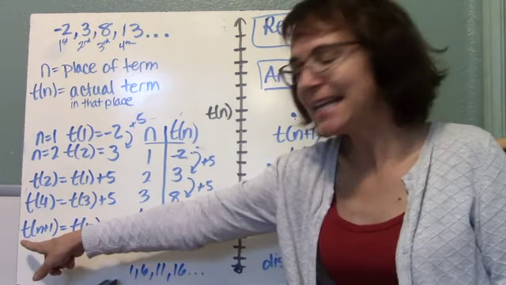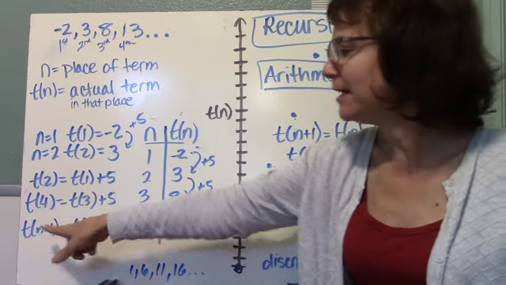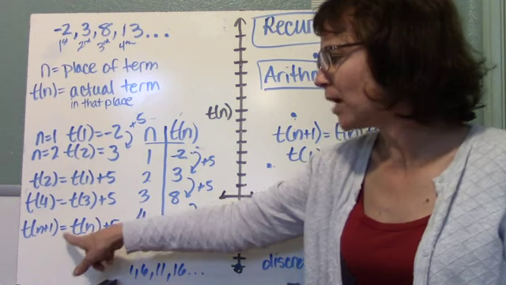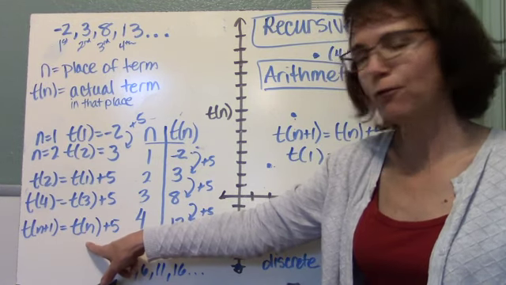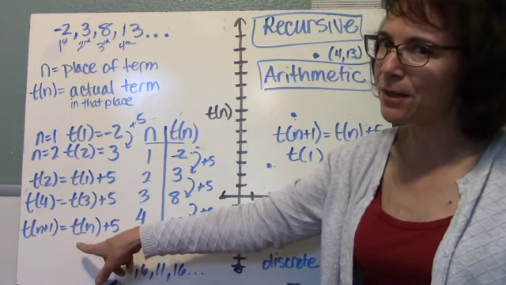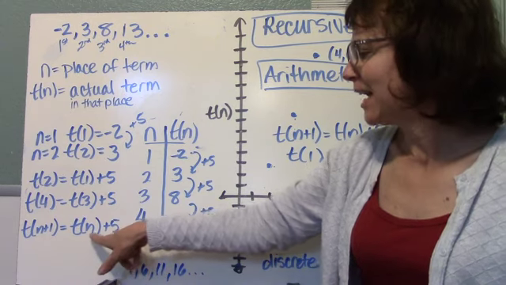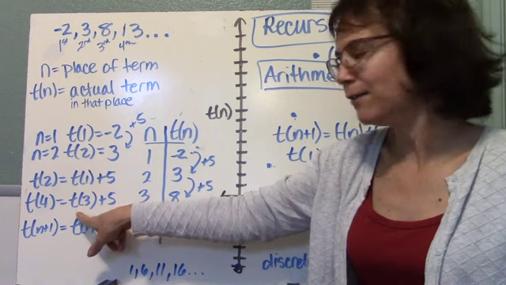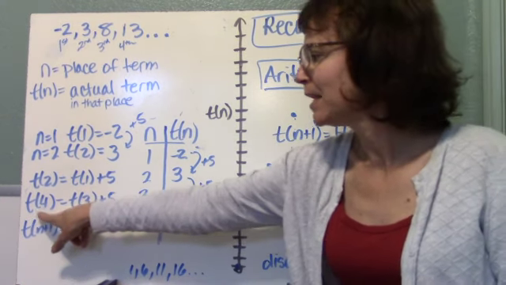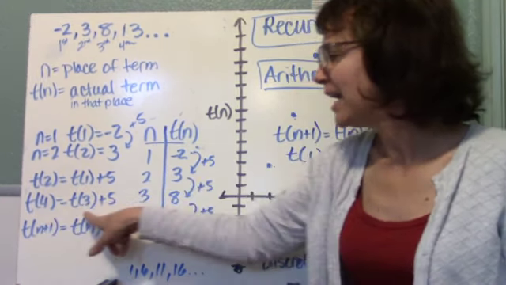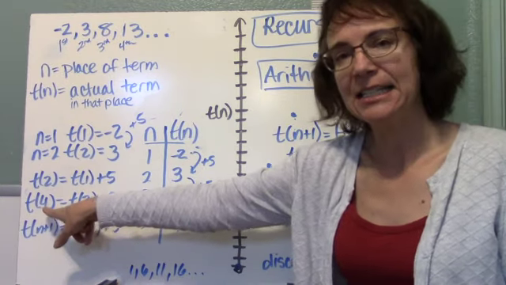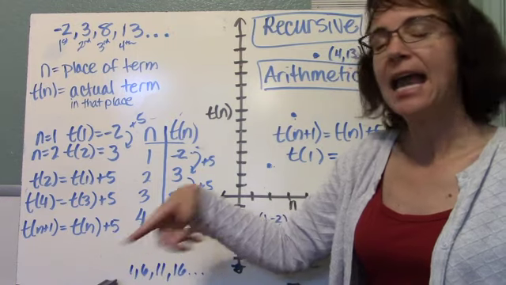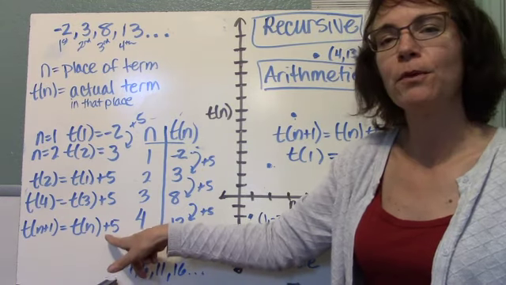So if I want to get to the next term, the one past t of n, that would be t of n plus 1. So to get to t of n plus 1, all I have to do is take the term before, and the term before t of n plus 1 is t of n, and then add 5. So in this case, my 4 right here, I would take t of 3, so my n would be 3, t of n plus 1 would be t of 4, and then I would add 5 and I get to that t of 4. So this right here describes a sequence in terms of the term before.